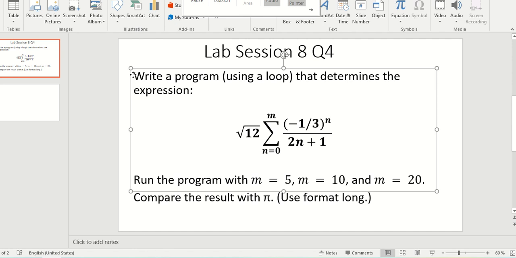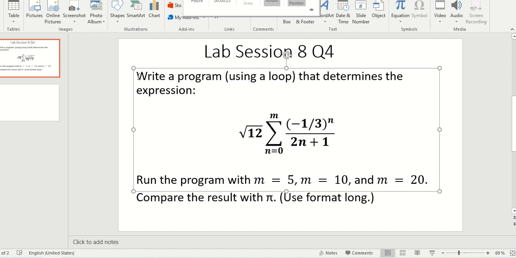The question reads: write a program using a loop that determines the expression square root of 12 times the summation from n equals 0 till m. You have to calculate all these terms, and the formula for each term is (minus 1 upon 3) to the whole power n, upon 2n plus 1. And mind you, you are to run the program with m's value as 5, m's value 10, m's value 20, and you are to compare the result with pi.